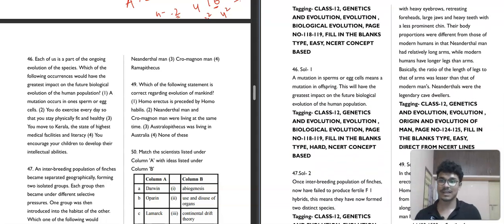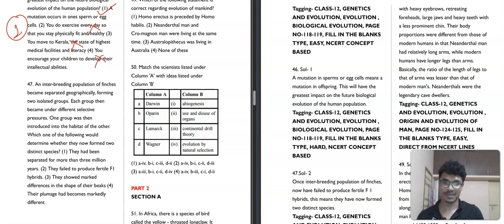It is saying that each of us is a part of the ongoing evolution of the species. Which of the following occurrences would have the greatest impact on the future biological evolution of the human population? A mutation occurs in one sperm or one egg cell. Yes, it is the most important. The first option will be your correct answer. You do exercise every day so that you stay physically fit and healthy. Not relevant. You move to Kerala, it is not relevant. And then you encourage your children to develop their intellectual abilities. Not correct. Nothing to do with that.